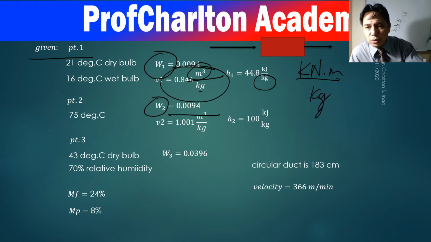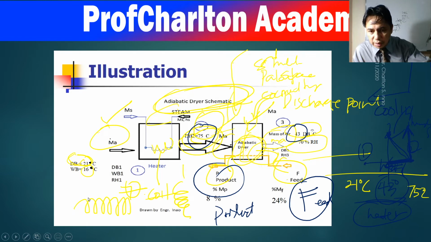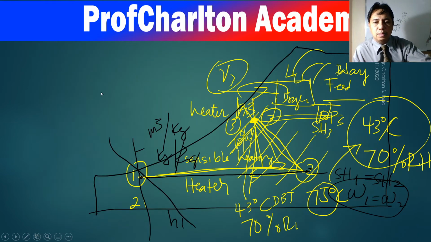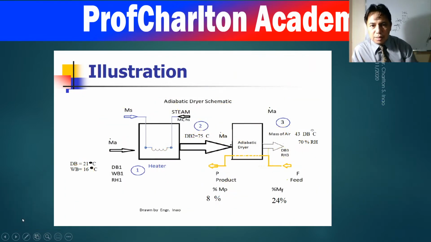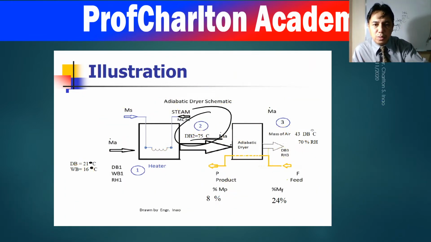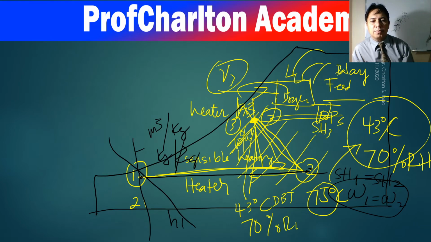Okay, now we go to point two. Where is point two? Point two is here. So point two is here. What are the parameters involved in point two? 75 degrees centigrade. Right? So here, 75 degrees centigrade.